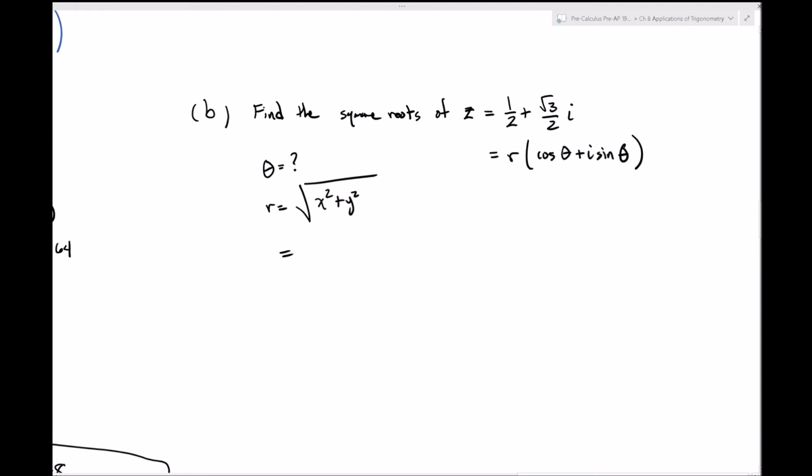So x squared and y squared. I would like to square 1/2, so that's 1/4. I would like to square square root of 3 over 2, so that's going to be 3 over 4, and add them. So just double check that. 1/2 squared is 1/4. Square root of 3 over 2 squared is 3/4. And you get 4/4 underneath the square root, which is square root of 1. Square root of 1 is 1. So that means the modulus is just 1. So really this is just cosine theta plus i sine theta.